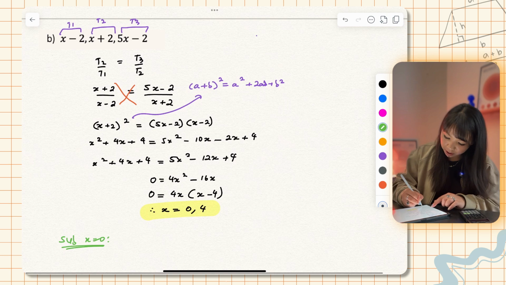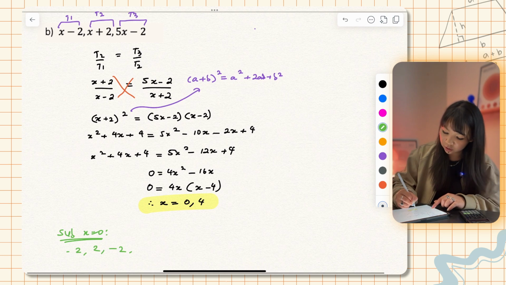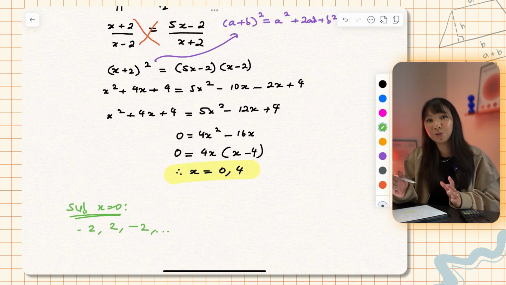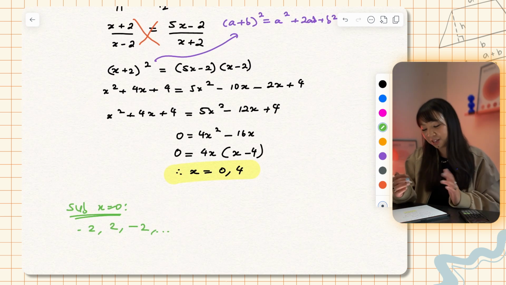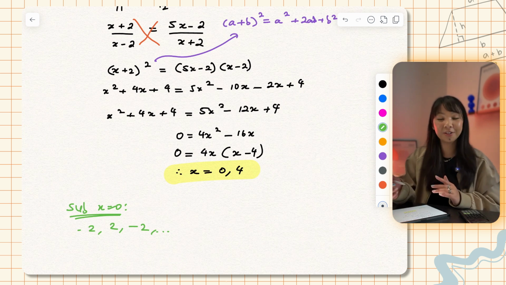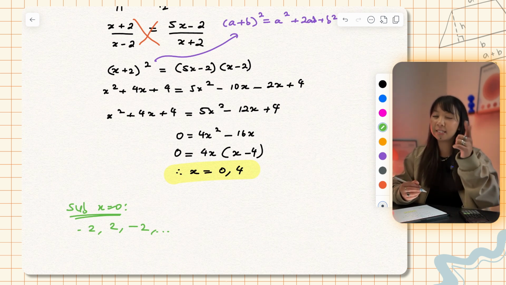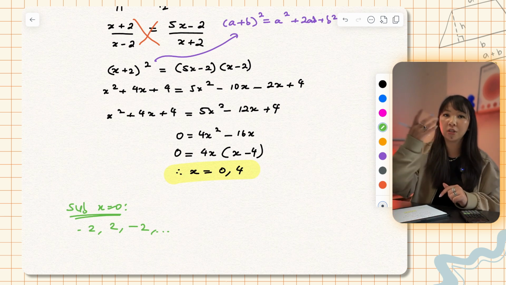So you're going to get 0 minus 2 is minus 2. That's positive 2, and that's minus 2. So very simple sequence over here. Goes from negative 2 to 2 to negative 2. And then you can imagine it keeps going. The reason why is because what's our common ratio? It is negative 1. Negative 1 just changes the sign.